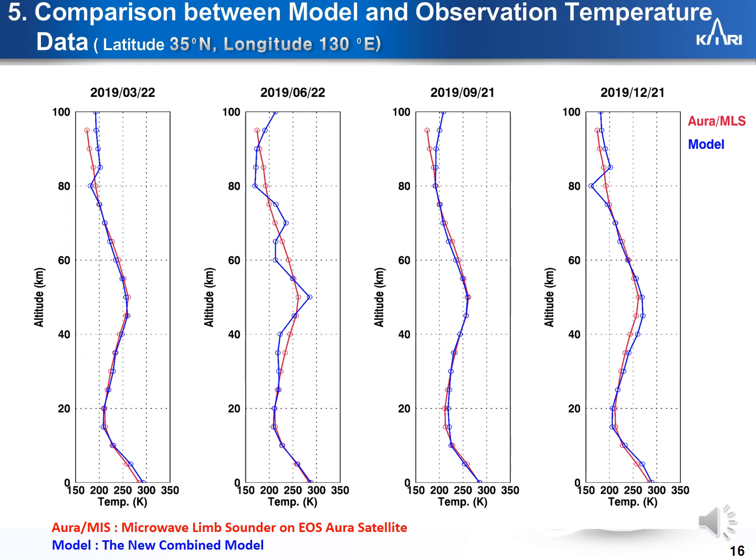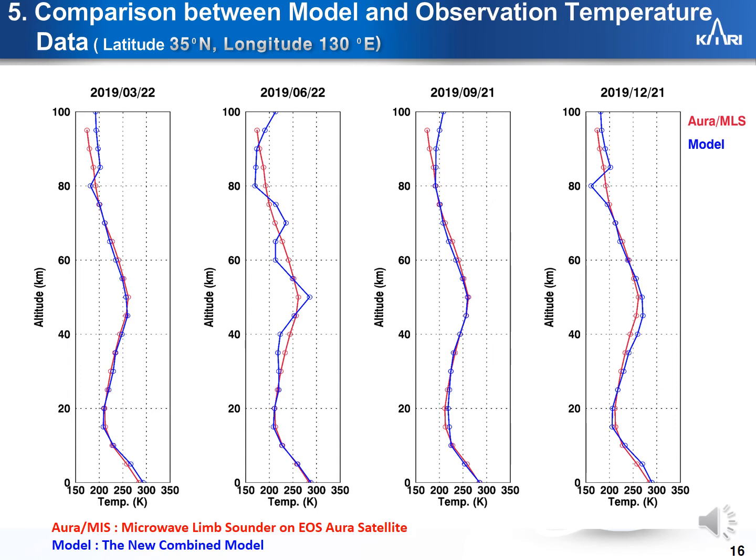This is the comparison between model and observation temperature data. It shows a rather good match between our combined model and actual observation data from the satellite. The satellite is the EOS Aura satellite with the Microwave Limb Sounder. Especially in the higher altitude over 80 kilometers, there are some discrepancies we could see.